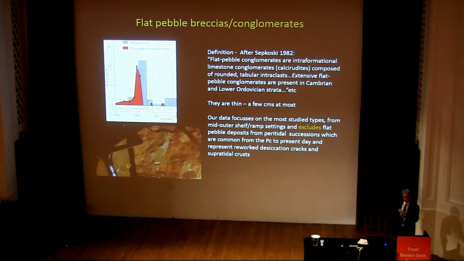Now, the data we're going to present, and was shown in the previous slide, focuses on subtidal mid to outer ramp shelf carbonates. It does not, please, it does not focus on the sorts of flat pebbles you get in peritidal sequences. You get those back in the Precambrian, you get them today. They're quite happily forming in the Bahamas on tidal flats today, and they relate to the reworking of desiccation cracks and thin supratidal crusts. So in the plots we're showing you, they've been excluded deliberately because they have a very different origin and very different settings to the ones that I'll be describing.